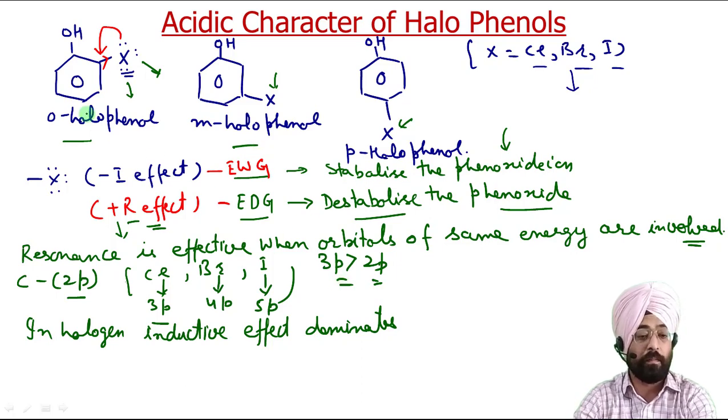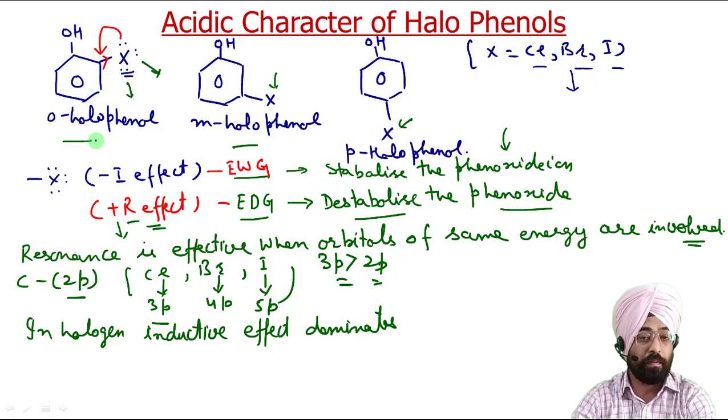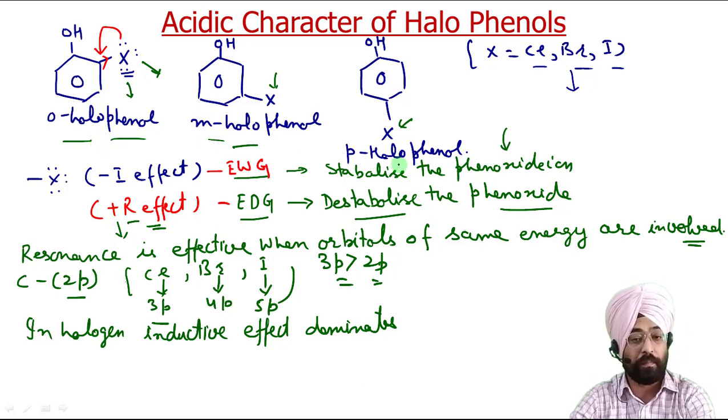Now if we have to compare the acidity of ortho, meta and para, and this is for chlorine, bromine and iodine, fluorine is not included here because fluorine is highly electronegative, so its behavior is somewhat different. So for ortho halophenols, meta halophenols and para halophenols, for halogens like chlorine, bromine and iodine, which will be more acidic?